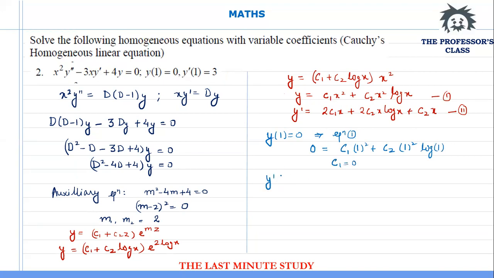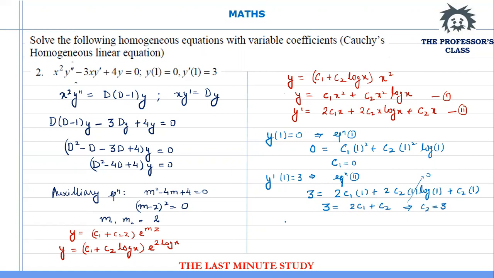Now y dash of 1 is 3. This I'll substitute in equation 2. So I'll get 3 is equal to 2c1 times 1 plus 2c2 times 1 times log of 1, which is 0, so the second term will cancel out, and the third term is c2 times the value of x, which is 1. I'll be left with 2c1 plus c2. Now the value of c1 is also 0, so I'll get the value of c2 directly, that is 3.